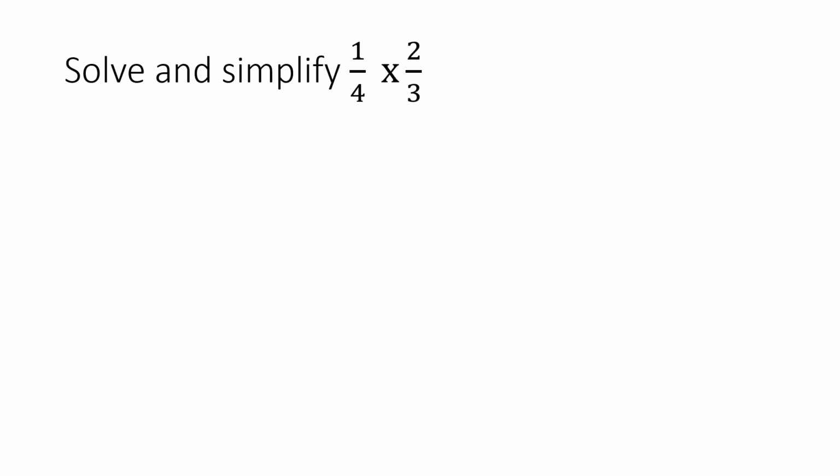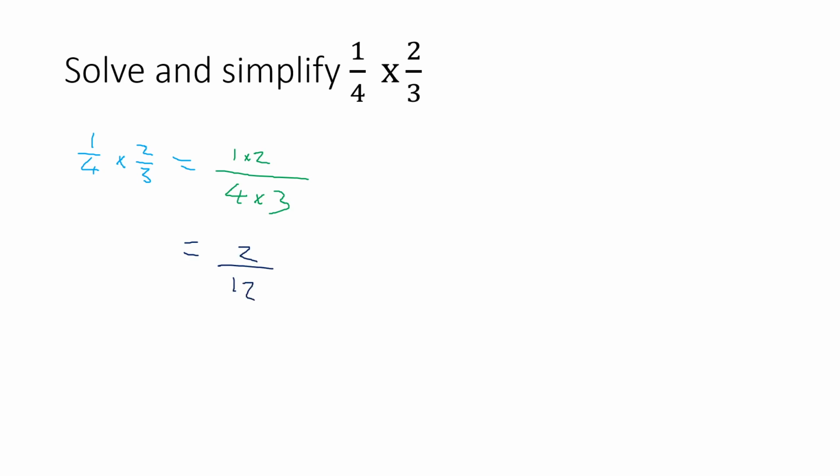But what about something like this? For this example, we're told to solve and simplify 1 over 4 times 2 over 3. Well, again, it's going to be the exact same as we've done before. 1 over 4 times 2 over 3 is the same as what? Exactly, 1 times 2 over 4 times 3. Now, what we can do is still write this, if we want, as 2 over 12.